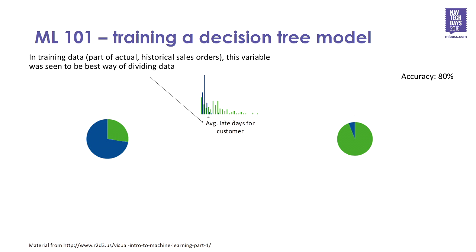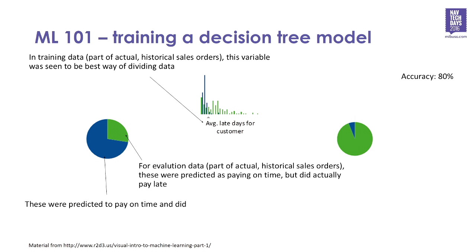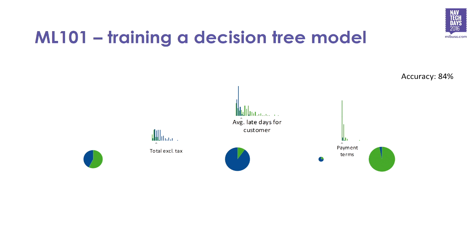Well, it continues to the next level, right? So maybe the next level that the algorithm decides to go into would be to look at the total of the sales line. I had that feature, and maybe another thing to look at would be payment terms, right? So do you get a discount if you pay early? Then maybe people will pay on time or early, and maybe if it's a big invoice, it's more likely that people pay late.